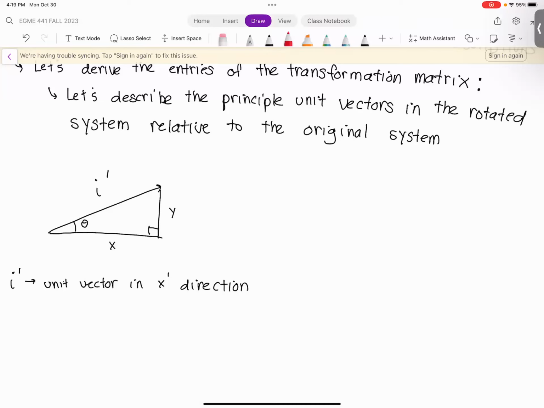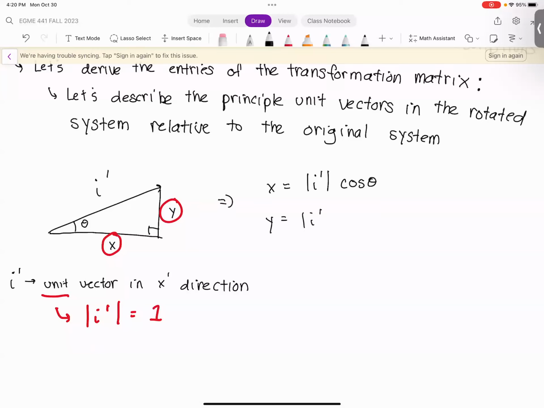Let's compute the lengths of the two other sides, x and y. Because i prime is a unit vector, it has a length of 1. So we know the length of the hypotenuse of this triangle. Let's use trigonometry to compute the values for x and y. So x here is going to be the length of the hypotenuse, i prime, multiplied by cosine of theta.